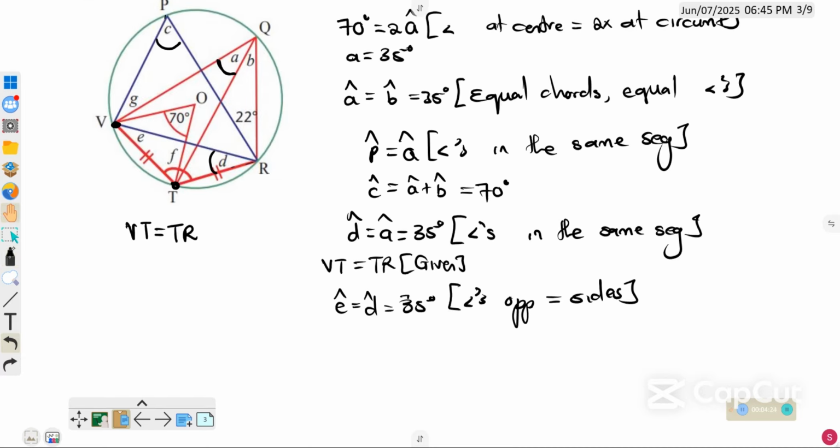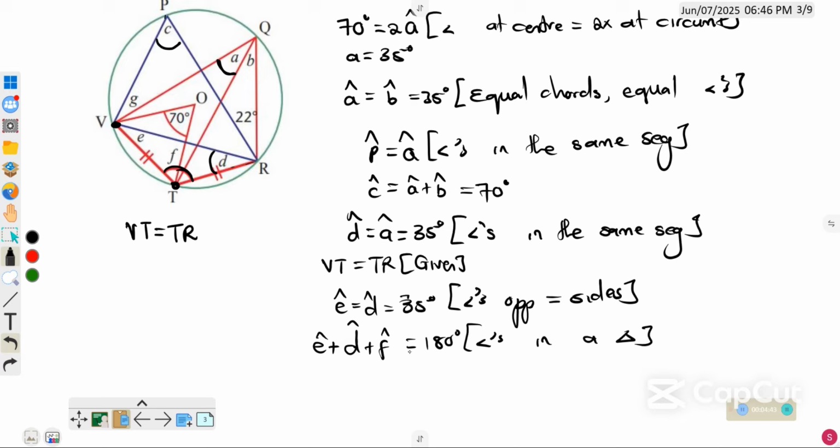How will we find angle F? As you can see now, F is this whole angle here. So when we add D plus E plus F, they should all give us what? They should give us 180 degrees, and these are angles in a triangle.